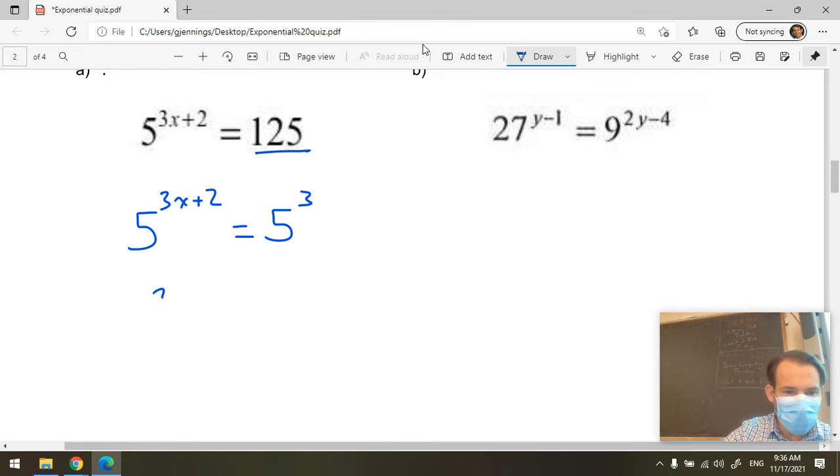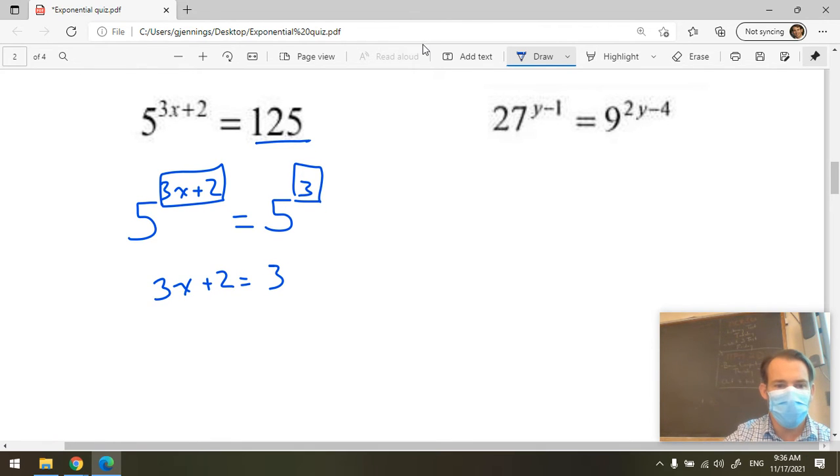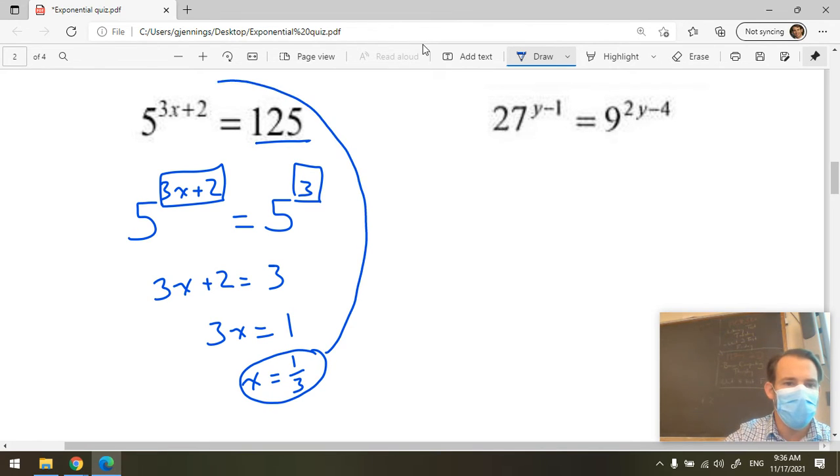Okay, so now we can say 3x plus 2 is equal to 3. These exponents must be equal to one another because they have a common base now. So that's just something we can solve. 3x equals 1 because I subtract 2 from both sides. And then I divide both sides by 3 to get x is equal to 1/3. Check it in your initial equation up here. 3 times 1/3 is 1. 1 plus 2 is 3. 5 to the 3 is indeed 125. I've already talked about that. Not going to talk about it a second time.